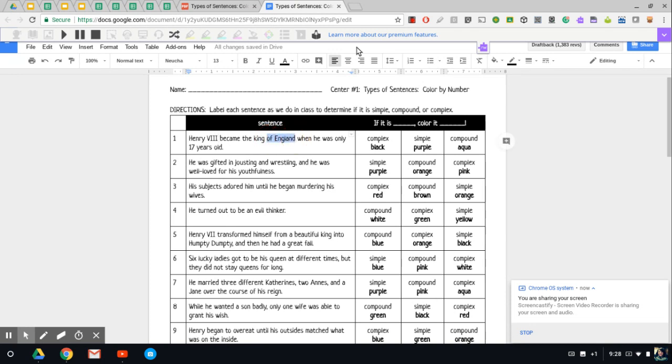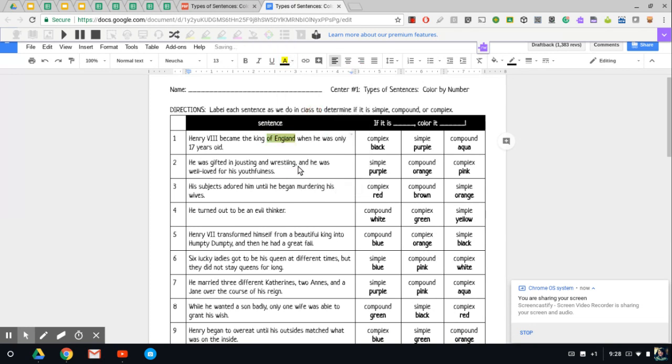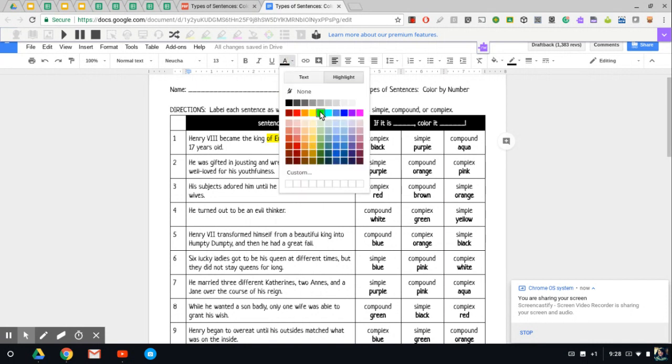So I see a prepositional phrase. I'll highlight that. And that's it. So the next thing I would want to rule out is it complex. So you might need to get your subordinating conjunctions list out. And I do see that I have a subordinating conjunction, when. Now I don't think I'm able to put a box around it, so I'm just going to highlight it. But you at your seat should be drawing a box around it.